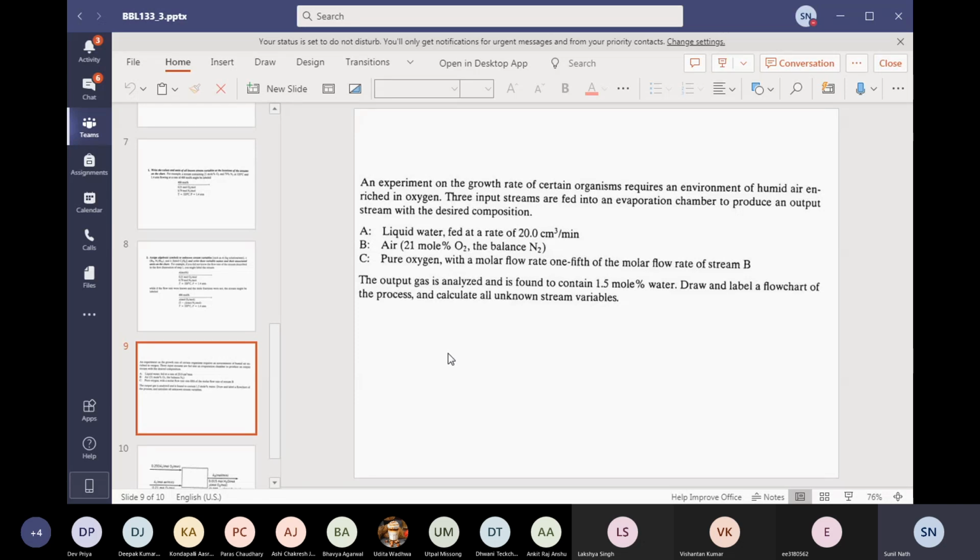So you have found out that there is 10/9 moles per minute of liquid water coming in, that there is capital Q of air coming in whose composition is known, and you have also found there is the pure oxygen which is 1/5 of capital Q. These are all the input streams. Now, question for you. What does the output stream contain?